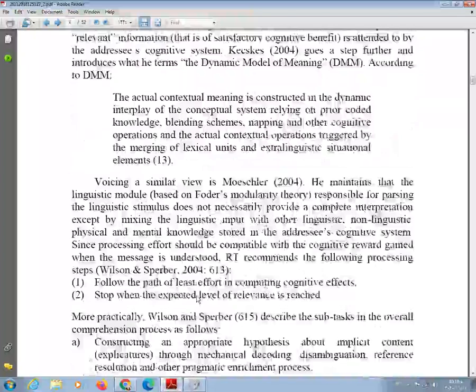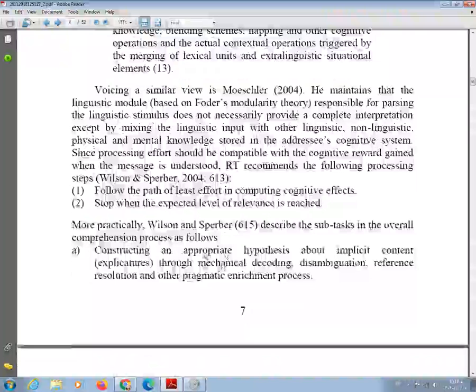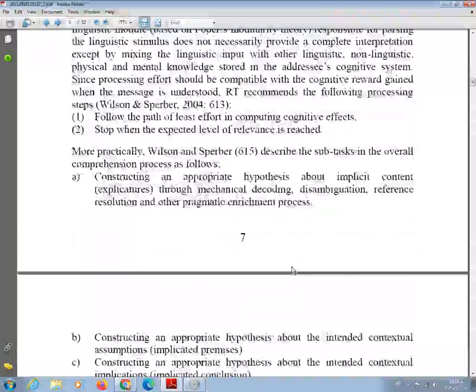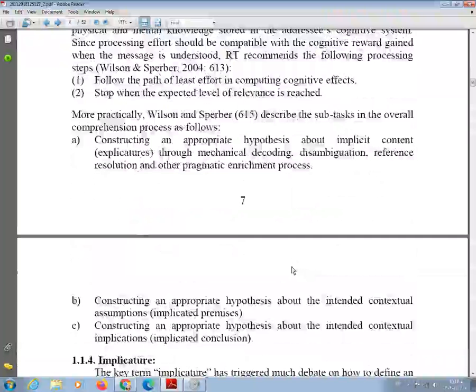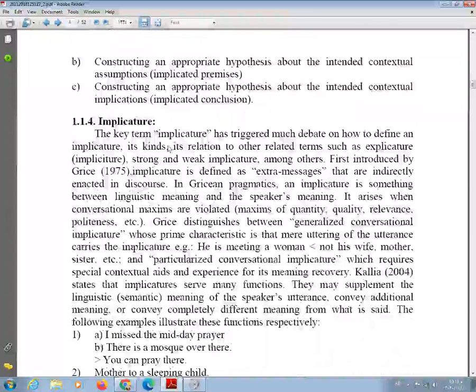Hope this is understood. And let's go to something else. The idea of implicature. What's meant by implicature? The key term here, implicature, has triggered much debate. Okay, and let's understand.